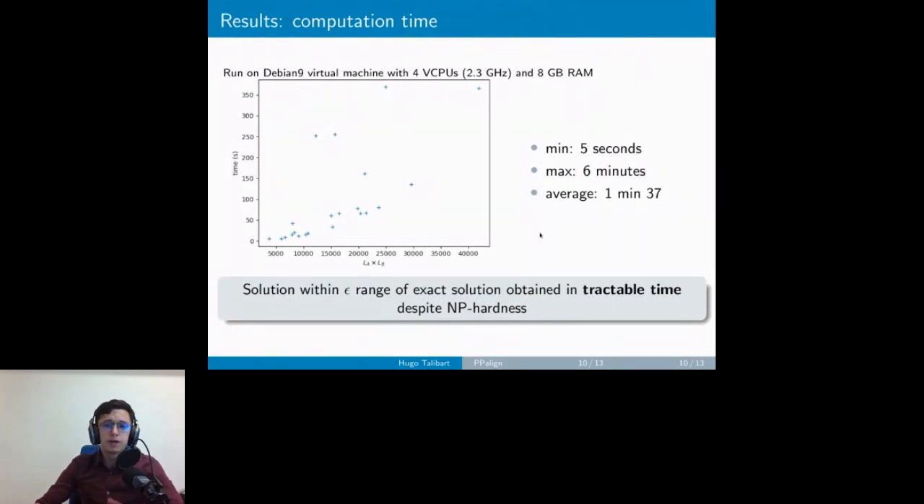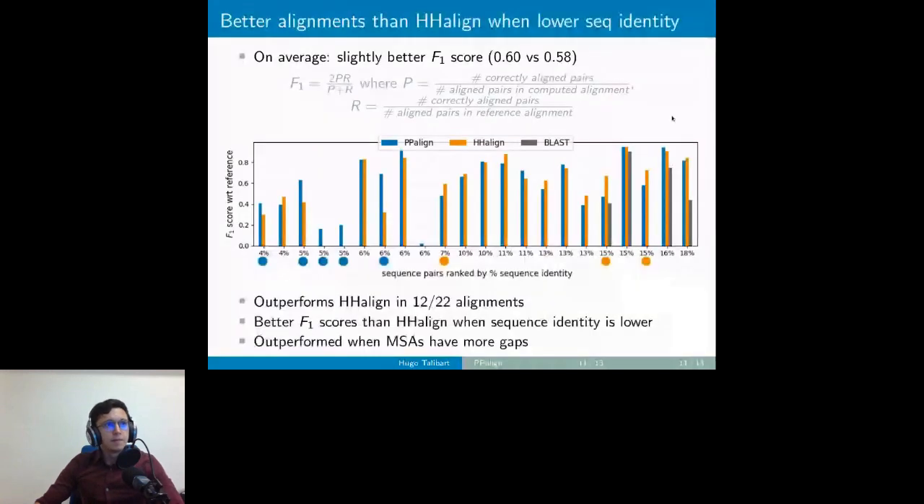So first of all, despite the fact that this problem is likely to be NP-hard, we were able to obtain a solution in tractable time, with 1 minute and 37 seconds on average. In terms of alignment quality, we had slightly better F1 scores than our main competitor HHAlign, which performed pairwise alignments of profile-hidden Markov models built on the same data. And our performances were especially better when the sequence identity was the lowest.